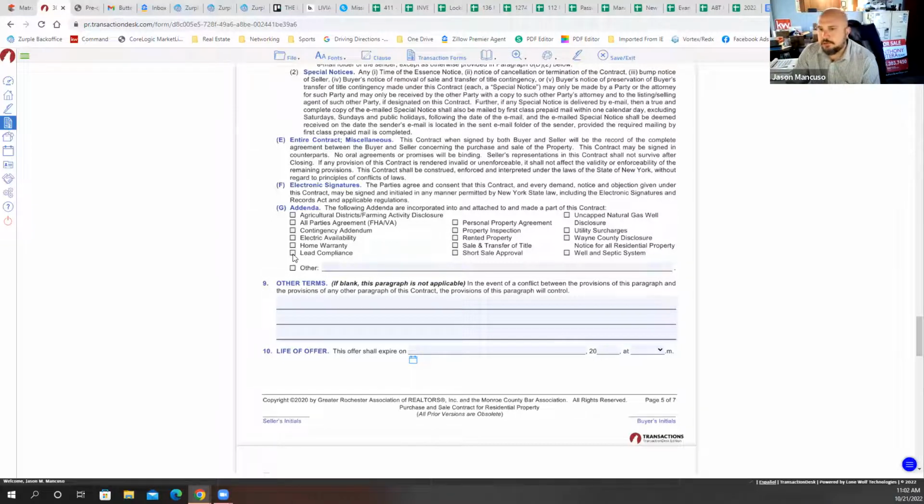So this house was older, built prior to 1978. It's going to need lead compliance. If you were an FHA buyer, you would need this. Personal property agreement we talked about. We're going to make it contingent on inspection. I'm not going to do the sale and transfer right now, but that's where that is. And a well and septic system addendum.